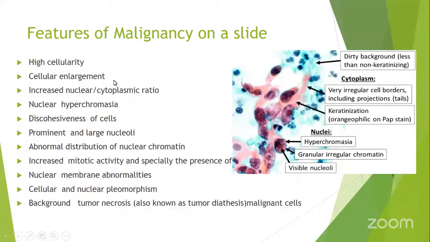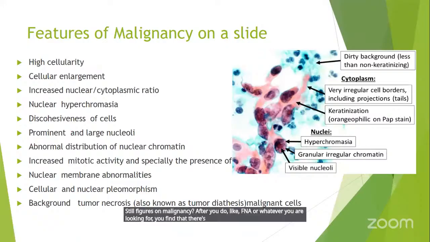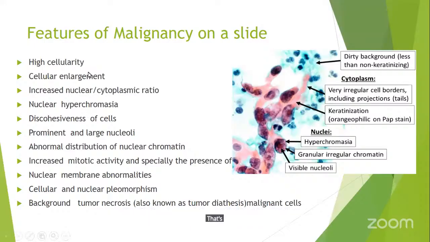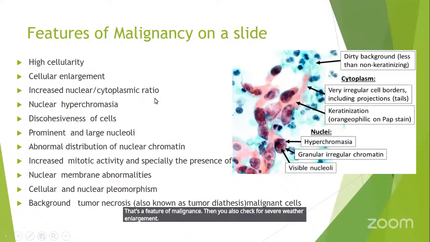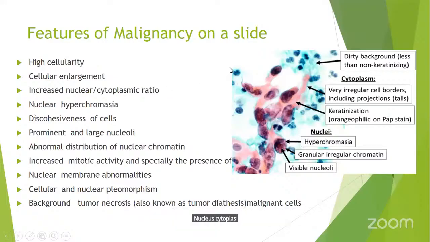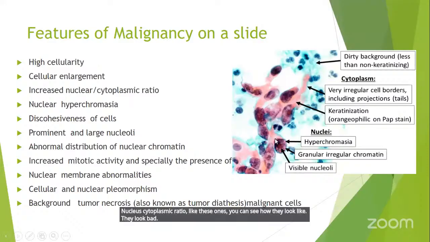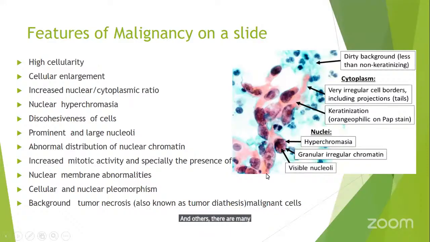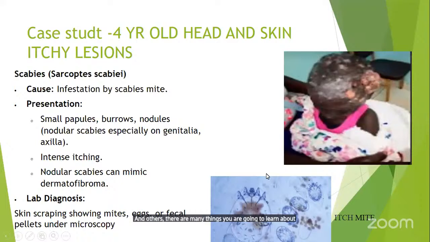Still on features of malignancy, after you do FNA or whatever you are looking for, you find that there are a lot of cells. There are many cells on the microscope. That's a feature of malignancy. Then you also check for cellular enlargement and the nuclear cytoplasmic ratio, like these ones. You can see how they look, they look bad, and others. There are many things you are going to learn about cancer cells. So we have a few case studies that I've outlined here so that we are able to move together.